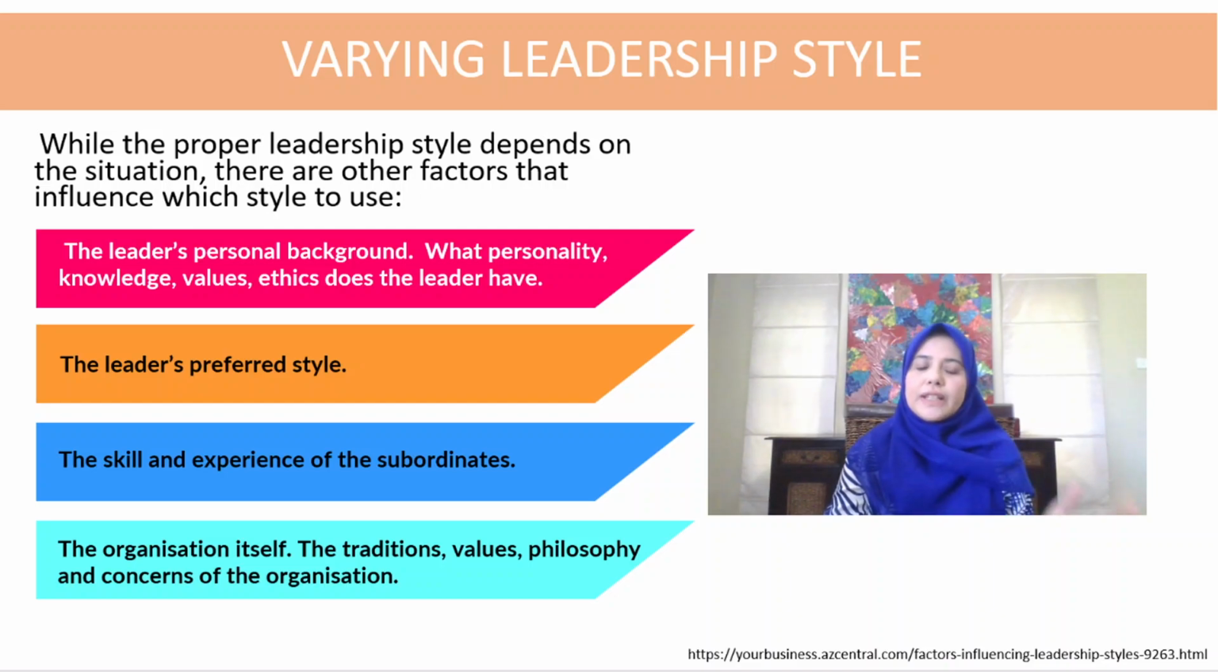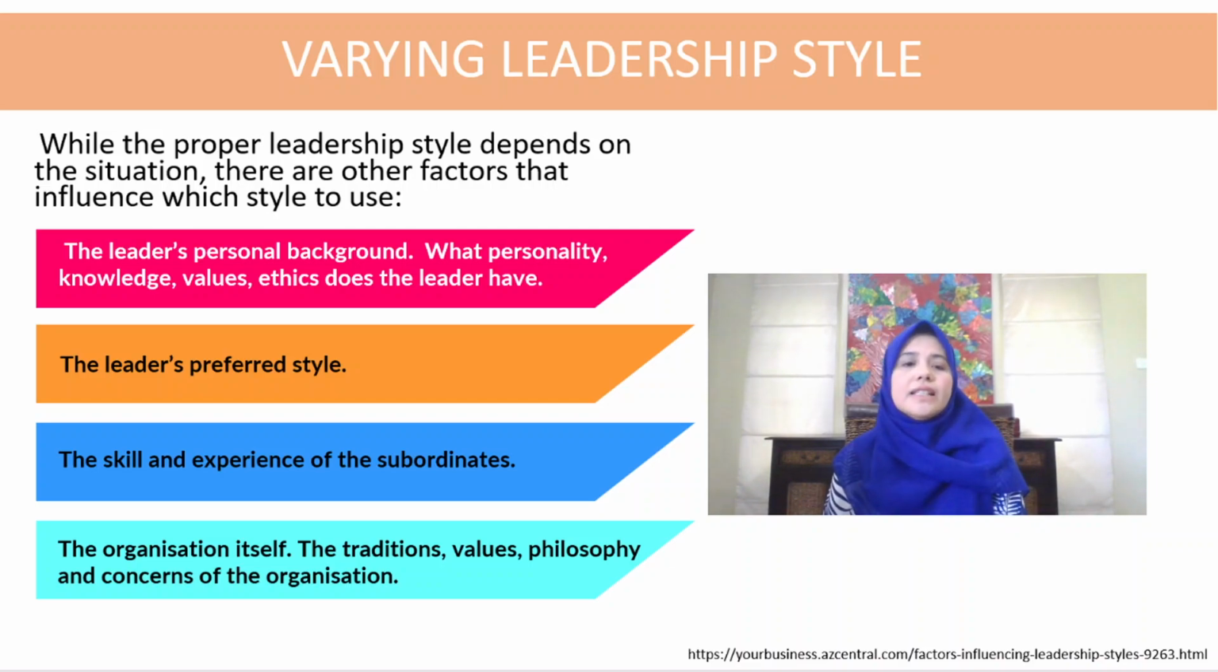As I mentioned in the previous video, there are many styles of leadership. There are at least 6 to 10 styles, but for our subject, we learn 5 styles: democratic, autocratic, laissez-faire, transactional, and transformational. The reason why we have varying leadership styles is, number one, the leader's personal background. What personality, knowledge, values, and ethics does the leader have? And number two, their own preferred style, which usually depends on their previous experience too.